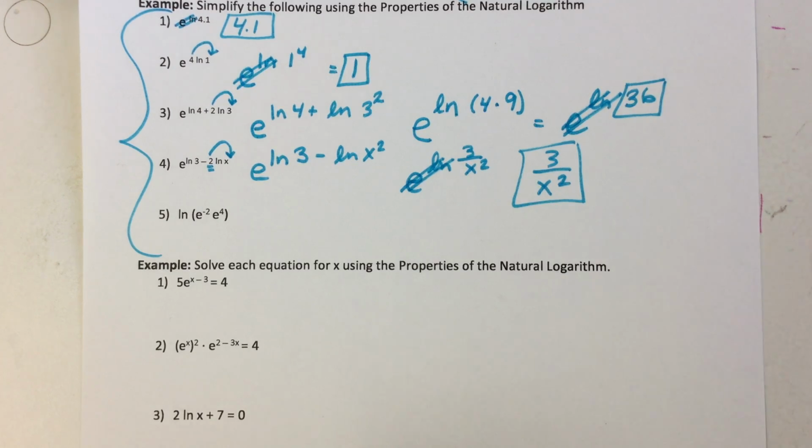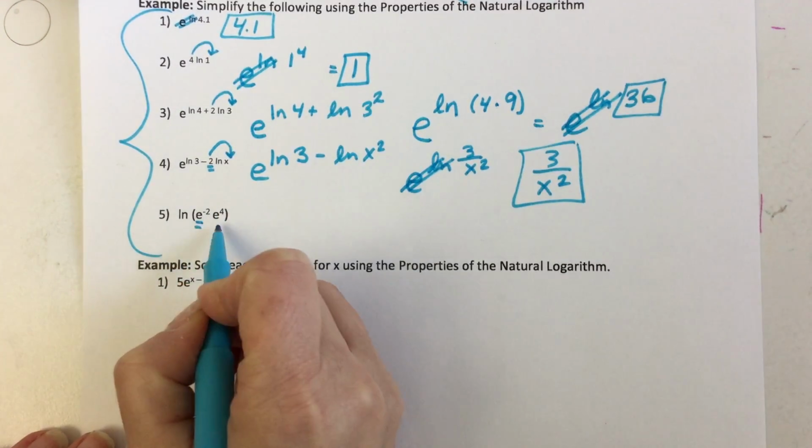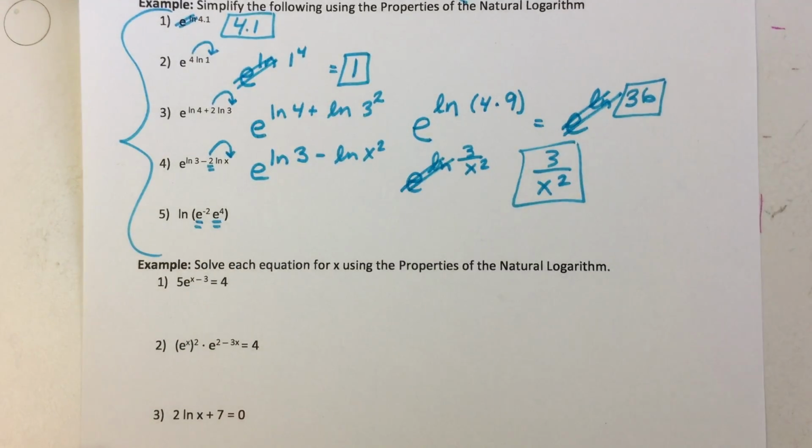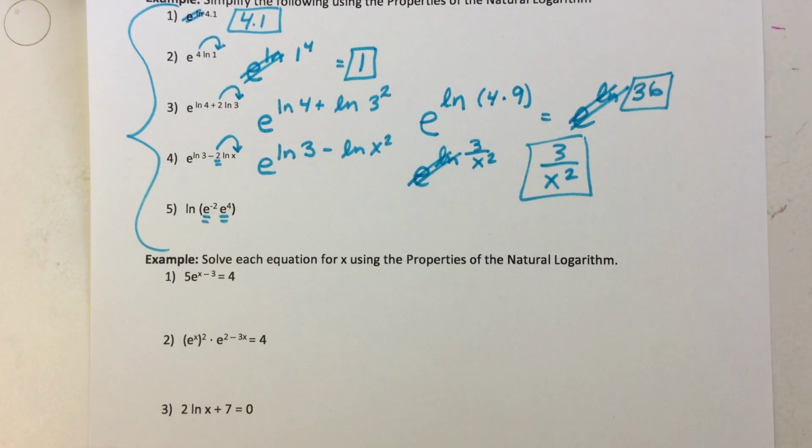That's it. Okay, here, e is a base and e is a base. You cannot have e as a base 2 times.